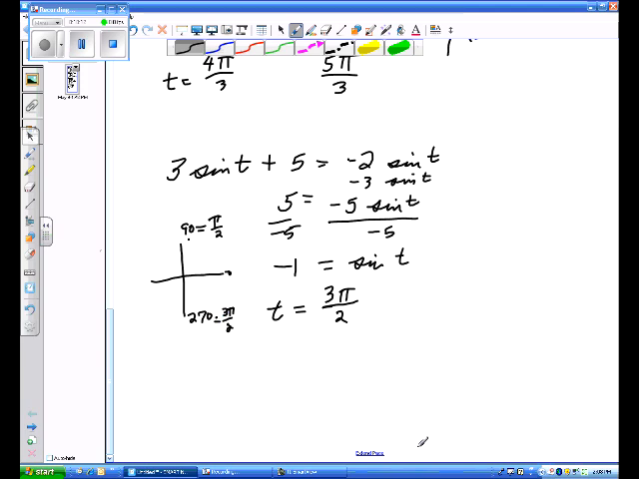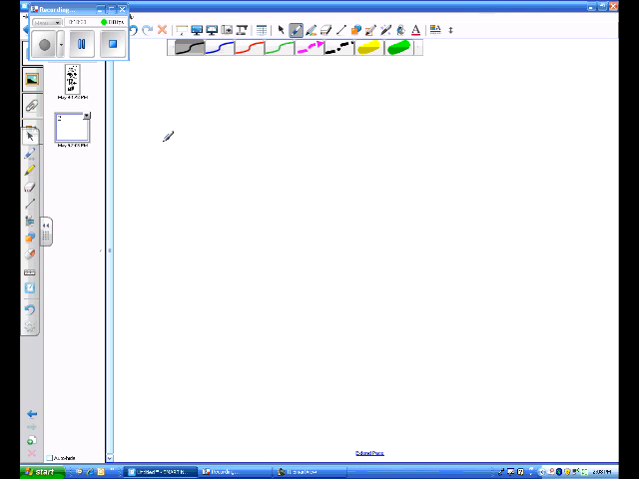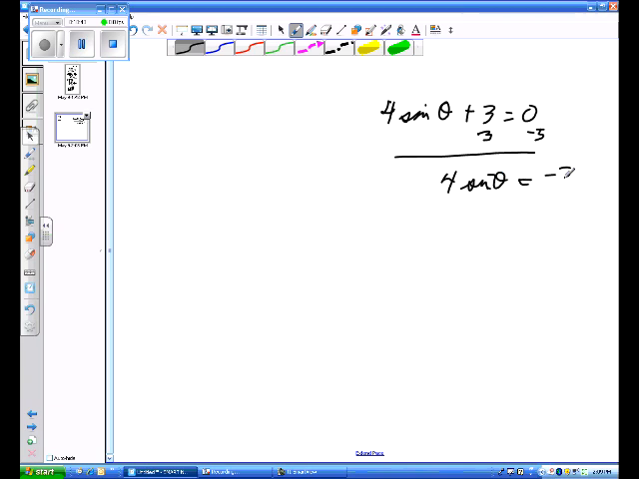Okay, in all of those problems, we had exact values. We knew what our angles were. But there are times that we may not know, and so we'll have to use our calculator. So let's look at a problem like that. Let's say that we have 4 sine theta plus 3 equals 0. So we're going to subtract 3. So we get 4 sine theta equals negative 3. So the sine of theta equals negative 3/4.